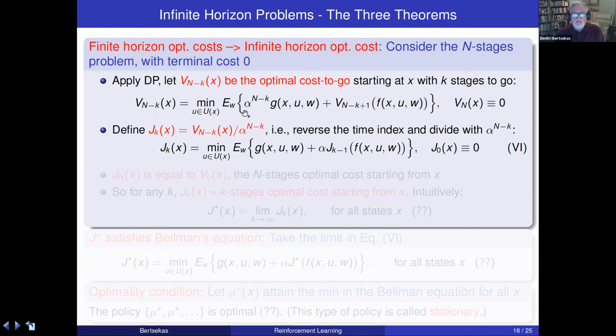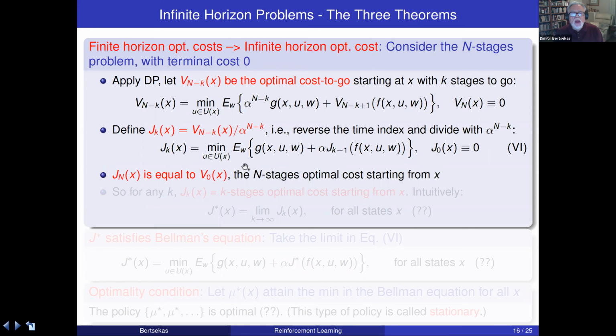Now, we divide by alpha to the n minus k, and we reverse the time index. So instead of going from n backwards, we go from 0 forwards, okay? So we redefine and introduce this function J_k of x. And then after you plug into this dynamic programming algorithm, we obtain an equivalent form in terms of the functions J_k. But this algorithm goes forward now, not backwards. It goes forward from 0 to 1 to 2 and so on.